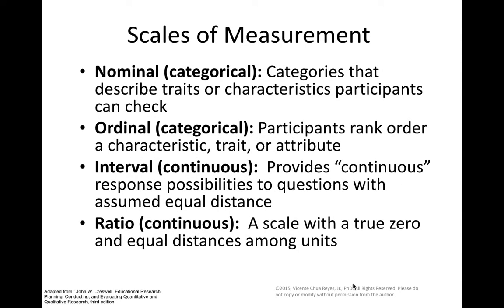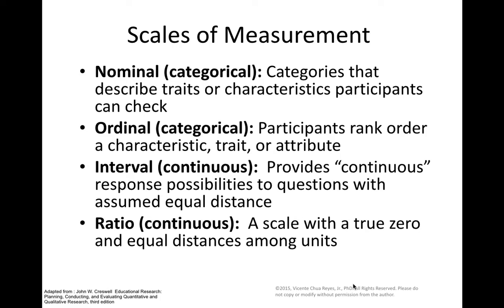What are the scales of measurement? Again, in an earlier session, we talked about categorical and continuous variables. Here, we're going to be going deeper. So categorical measures can be divided into two. Nominal is one and ordinal is the other one. Nominal categories describe traits or characteristics that participants can check. Male or female. Student or not a student. Student or lecturer or school staff. These are different examples of nominal categories. They're named. That's what nominal means in Greek, nomine.